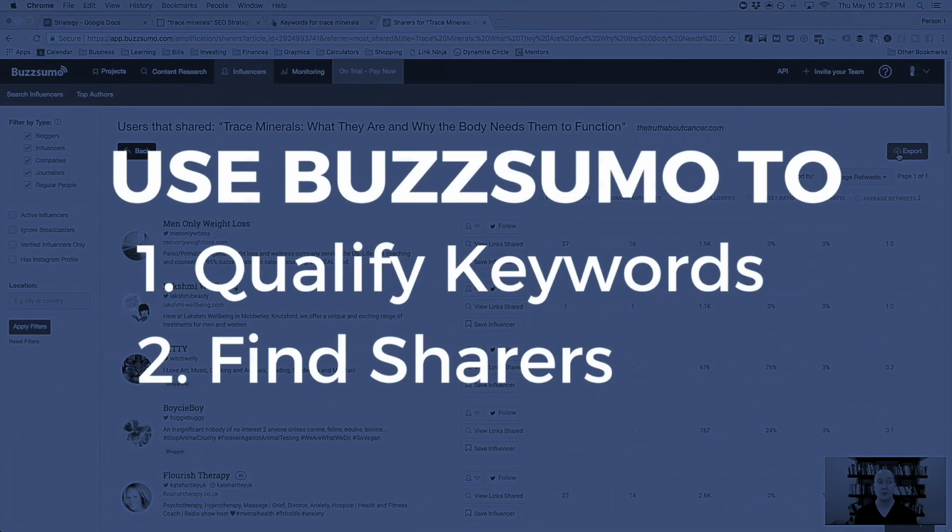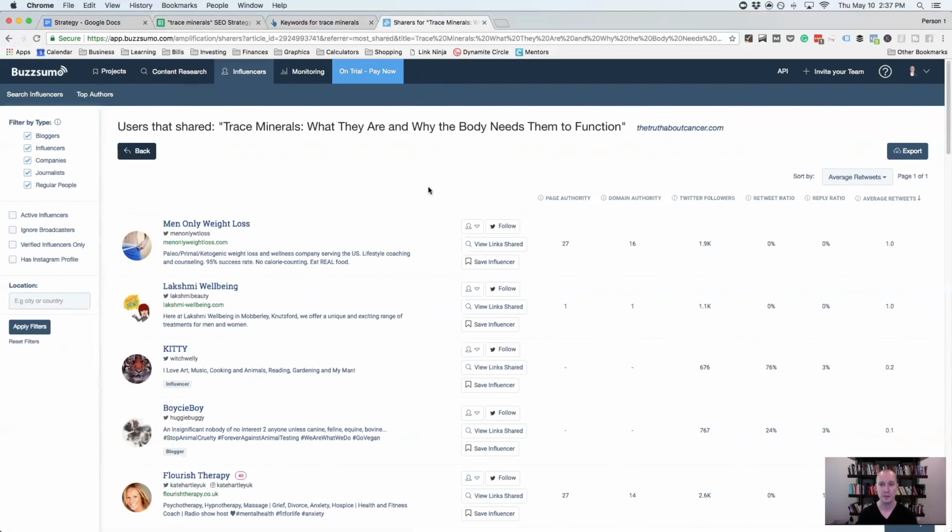So BuzzSumo is really great for qualifying keywords and the social engagement around those keywords, and most importantly, getting access to the people that have shared this particular topic. Because if you can find these people, that means you can reach out to them and let them know that, hey, I just produced something that's very similar to something you've already shared and it's better. So more on that later.